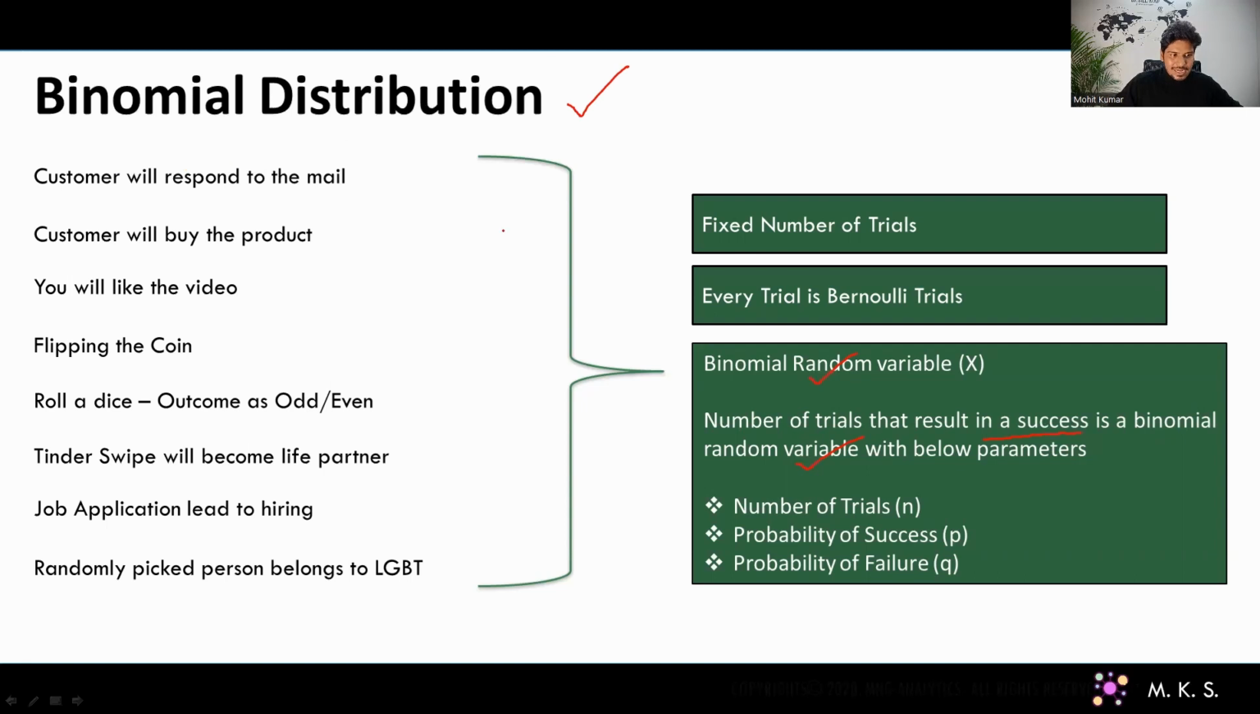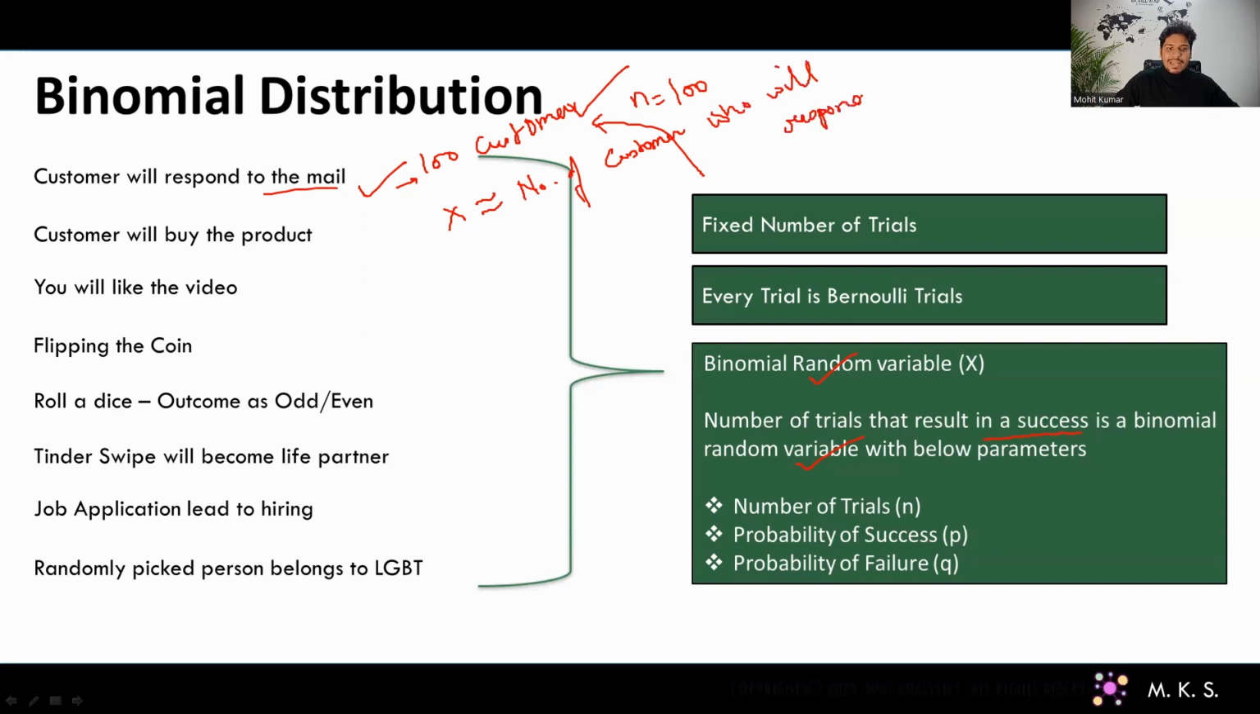Now, let's try to understand using any of these examples, all are the same, guys. You will be able to relate. Let's say you have sent mail to 100 customers, right? So here you have a fixed number of trials. How many trials are there? Number of trials are 100. Now, out of those 100 trials, your random variable is the number of successes, right? Number of customers who will respond.